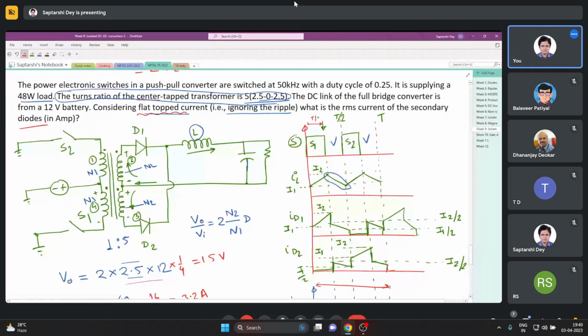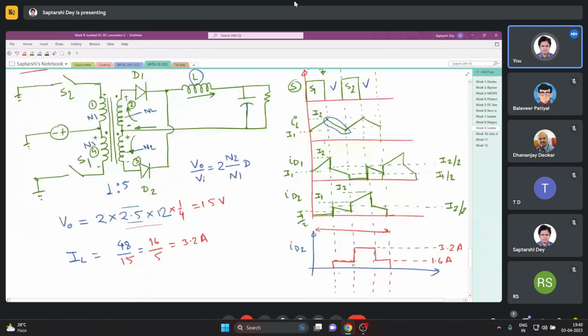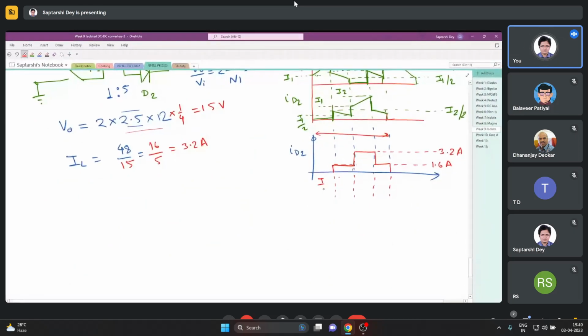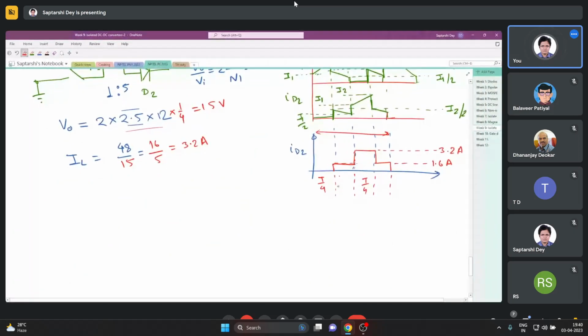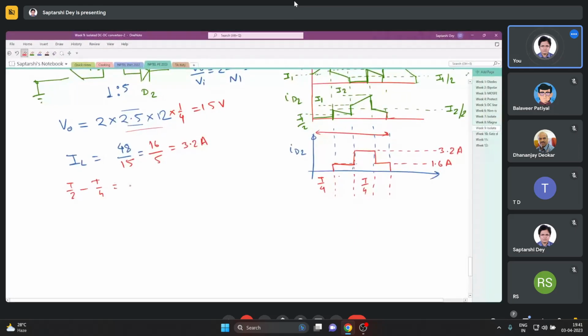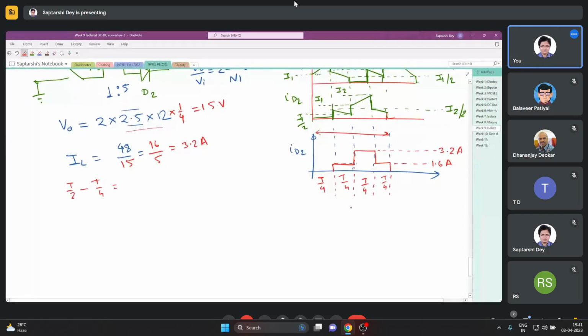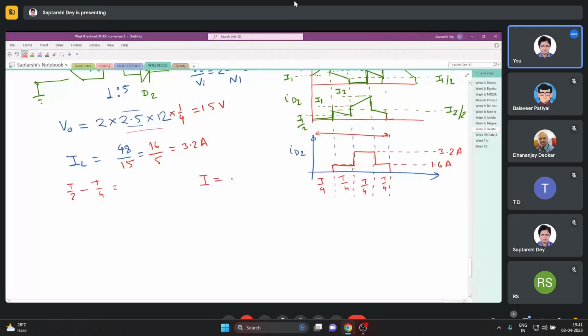Yes, the duty cycle of one switch is 1/4. So this is T by 4, true. This is T by 4. This is T by 4. And this duration is T by 2 minus T by 4, so 2T by 4, again T by 4. So now we can find out the RMS of the diode current. You want me to do this? Or you can do this?